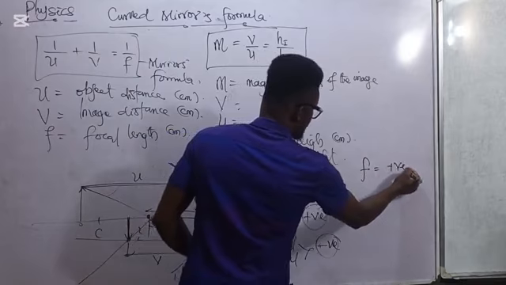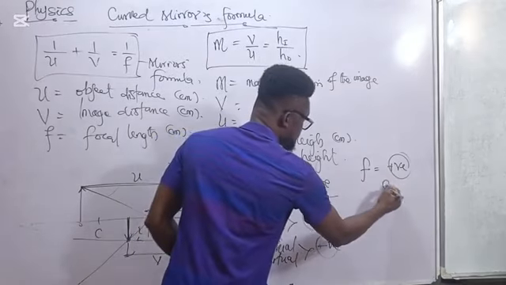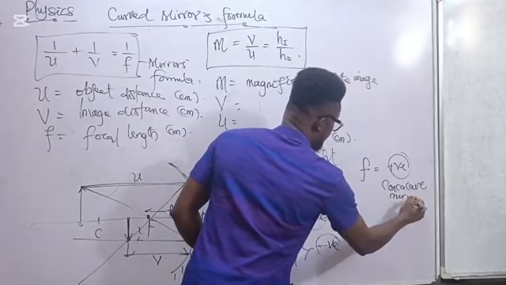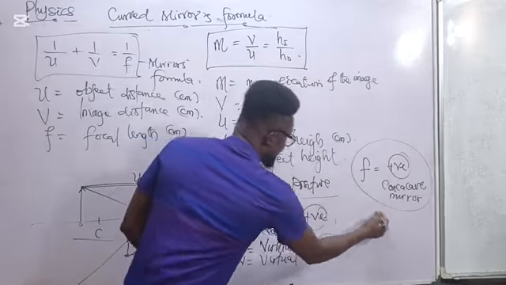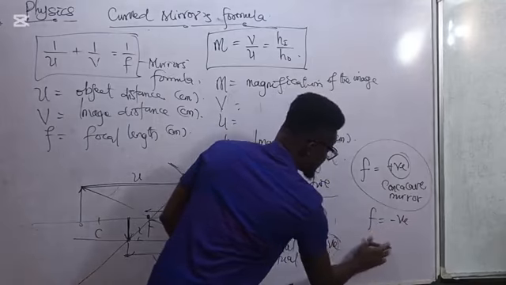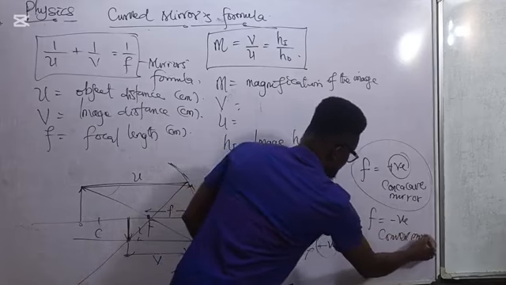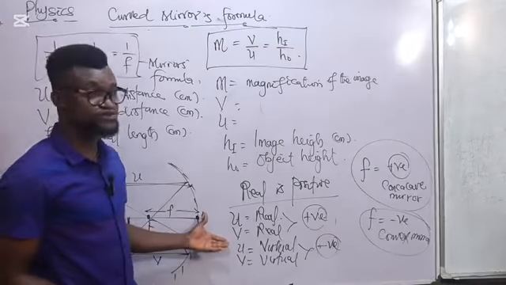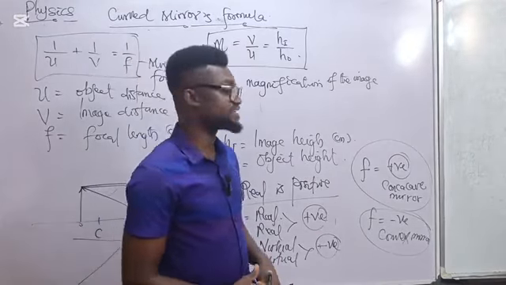f is positive when you have a convergent mirror, which is a concave mirror. For a concave mirror, f is positive. Then f is negative for a divergent mirror, or convex mirror. So with this sign convention, you are good to go. Now let's apply this very formula in solving exercises.